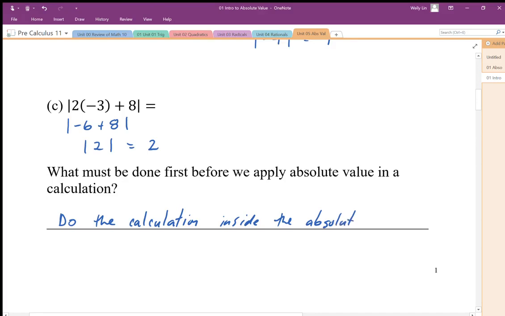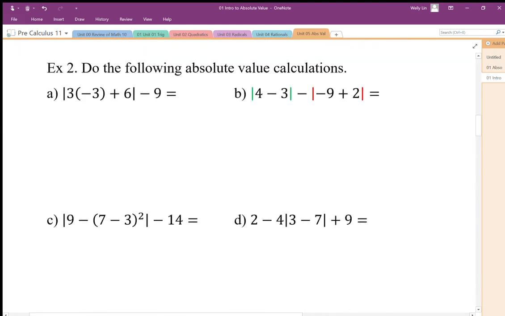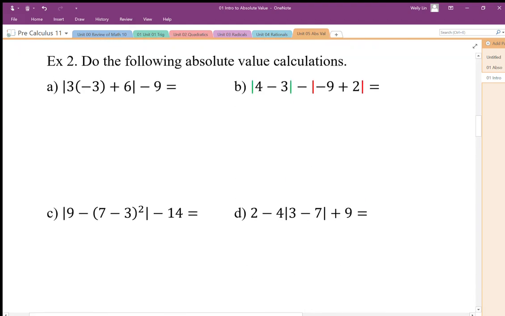Okay, and the absolute value in a way acts like brackets. They're just like brackets. We have to do the inside first, then apply the absolute value. So these are calculations, and we want to make sure that we can do them. We're going to do the inside first. So we follow BEDMAS inside the brackets.